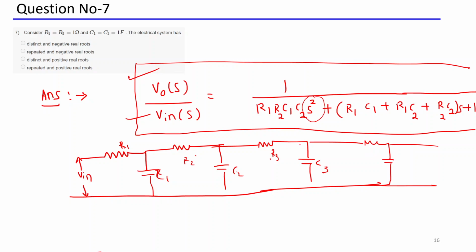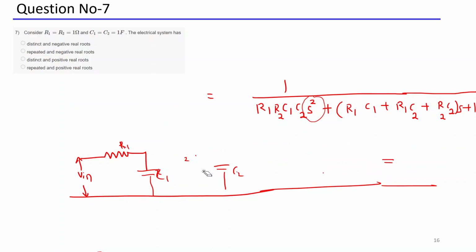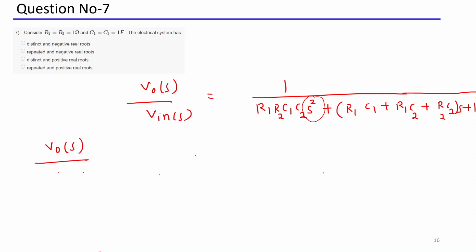Okay, I started scrolling just to make reminders. Now, if you know the answer of this one, I have written the answer, and if you put R1, R2 all as one, then he's asking whether the electrical system has distinct or negative real roots or something. Let me solve this one. V naught S by V in S, if I put everything as 1, becomes 1 divided by S square plus 3 times S plus 1.